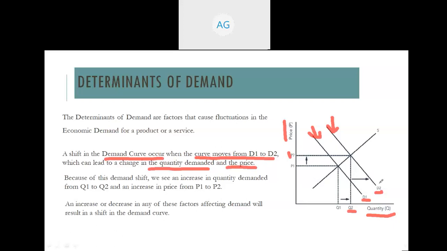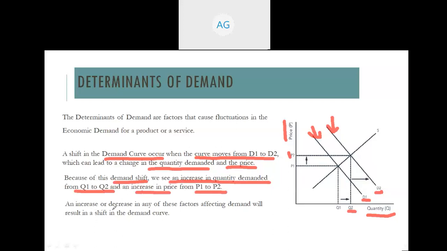So it means that if the demand is increased from D1 to D2, then the quantity supplied and the price of that demand is also shifted from Q1 to Q2, and price has been shifted from P1 to P2 respectively. So from this diagram, it can clearly show. Because of this demand shift, we see an increase in the quantity demanded from Q1 to Q2, and an increase in the price from P1 to P2.